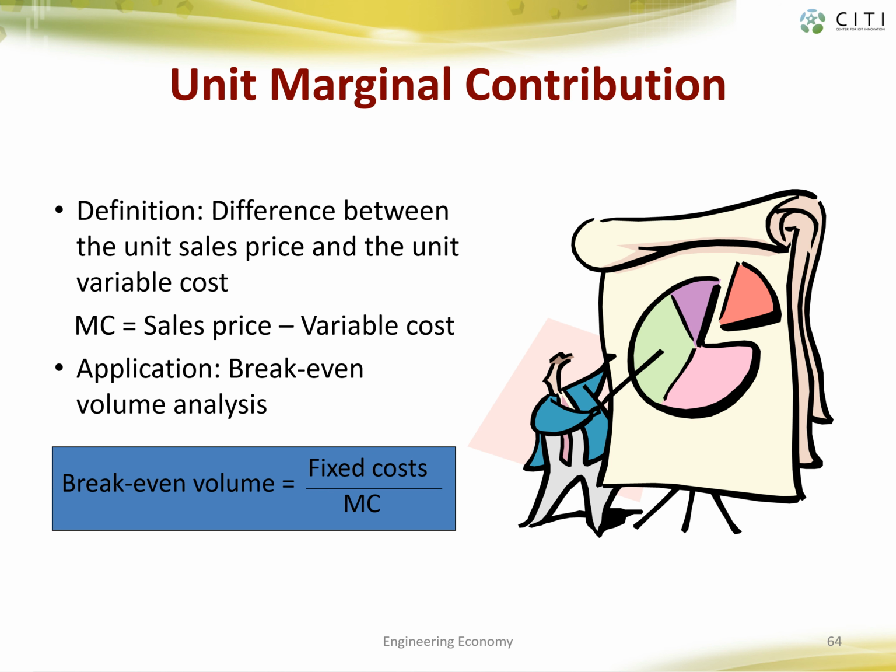Then if we want to find the break-even point, as we have shown previously, we want to use the marginal contribution to cover the fixed cost. So by taking fixed cost divided by marginal contribution, we can easily find out at least how many products we need to make before we can recover the total fixed cost, which will be the break-even point.